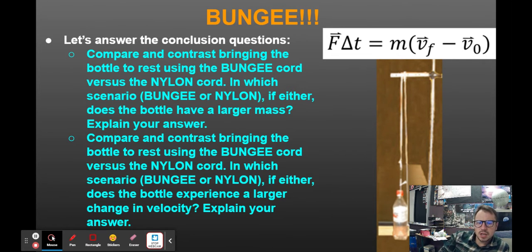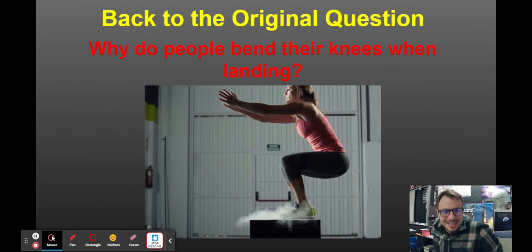Now let's look at this one. In which of these scenarios does the bottle experience a larger change in velocity? Well, it's going to be the same change in velocity, because assuming it's the same bottle from the same height, the end result is that it comes to rest. So it's moving down, and then it comes to rest. So both of these stop that. So now let's answer the rest of those conclusion questions by answering other questions here.